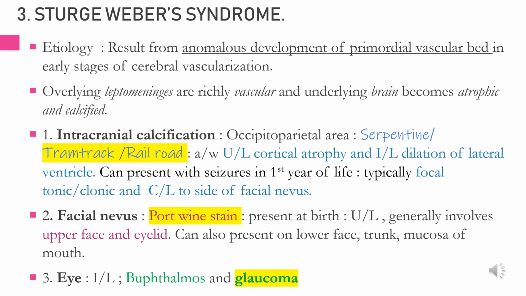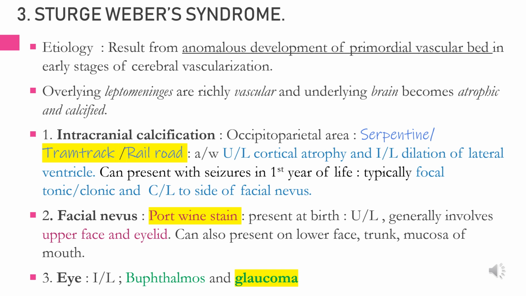Then the baby can have seizures in the first year of life, and they are typically focal tonic-clonic type, and they are seen contralateral to the side of the facial nevus. As we know, the cerebral area controls the contralateral side, so the baby will have the seizures on the contralateral side of the facial nevus or the calcification.